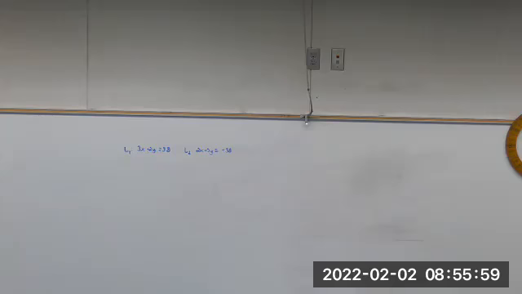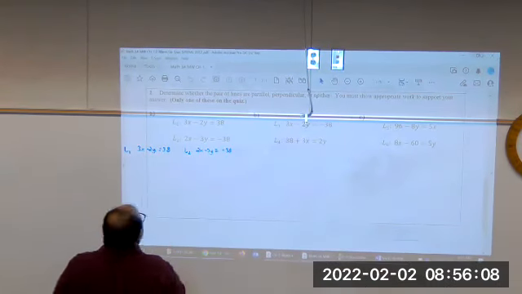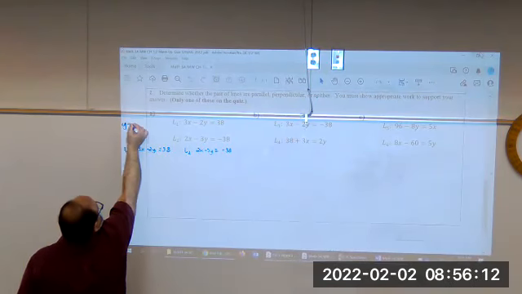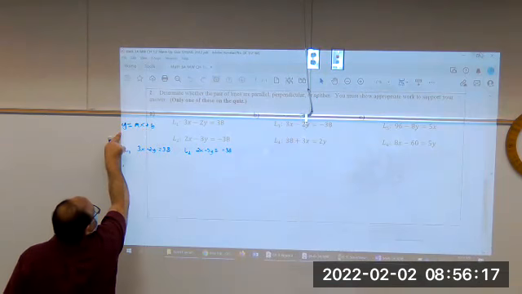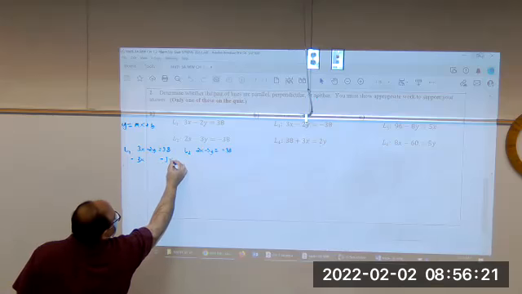Okay, where is it? All right. So to find the slope, put it in slope-intercept form. Solve for y. So to solve this for y, we're going to subtract 3x from both sides.